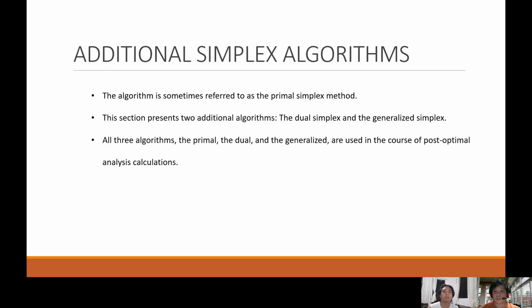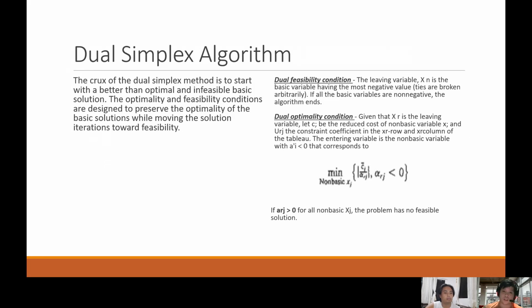Now, additional simplex algorithms. The algorithm so far is sometimes referred to as the primal simplex method. This section presents two additional algorithms, the dual simplex and the generalized simplex. All three algorithms, the primal, the dual, and the generalized, are used in the course of post-optimal analysis calculations. The dual simplex algorithm starts with a better than optimal and infeasible basic solution.